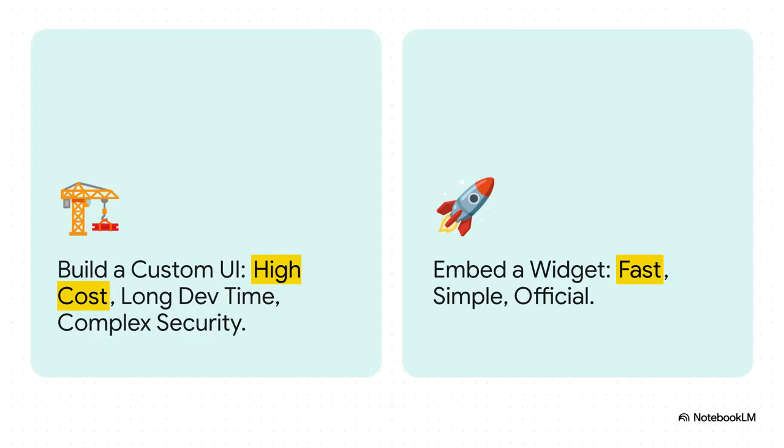You're at a fork in the road, right? On one side, you could build a totally custom front end, but let's be real, that's a massive project. We're talking huge costs, long dev cycles, and a whole new universe of security headaches to deal with. Or you could take the shortcut. Embedding a pre-built widget is fast, it's simple, and when it's the official one, you know it's going to work.